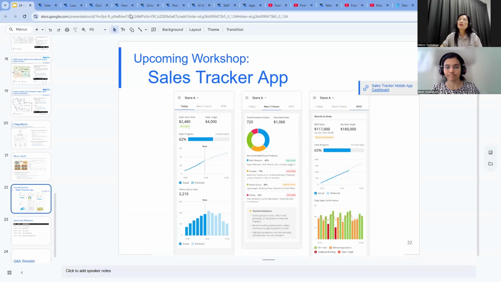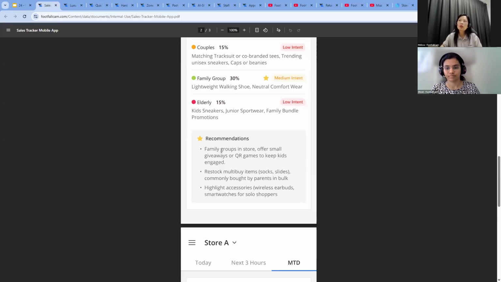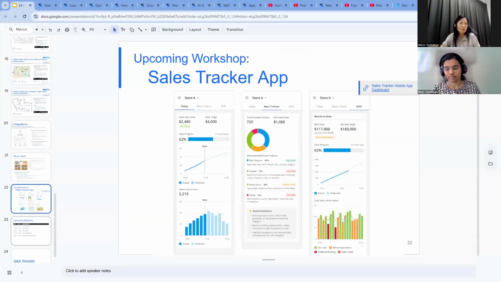So for example, we're going to tell you, okay, the family groups, you're going to have 30% coming in as family groups in the next 3 hours. And when they're in store, offer more small giveaways or the QR games to keep the kids engaged. Or you want to restock the multi-buy items, commonly bought by the parents in bulk. So your staff are going to say, okay, family groups coming in the next 3 hours, let us get out all this stock and put it in our bargain tray or just next to the cashier. So these are things that are empowering the front line.